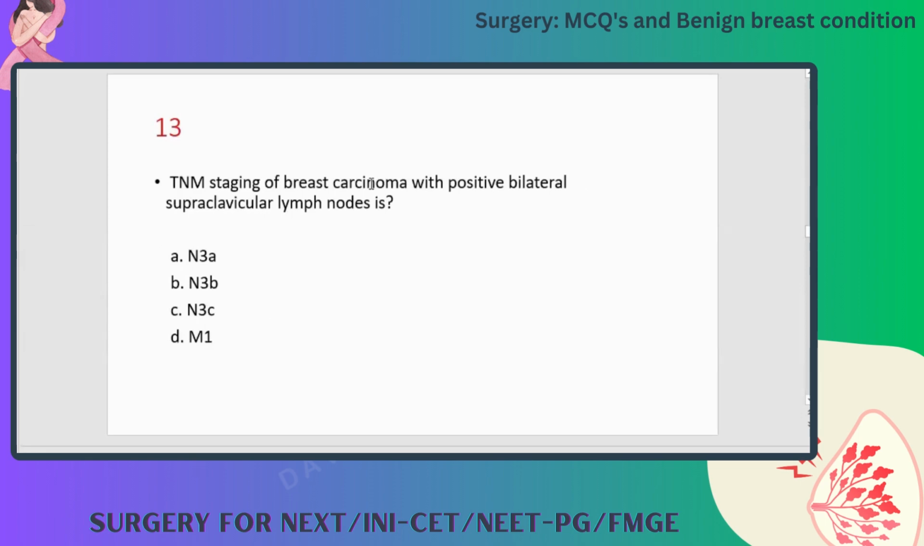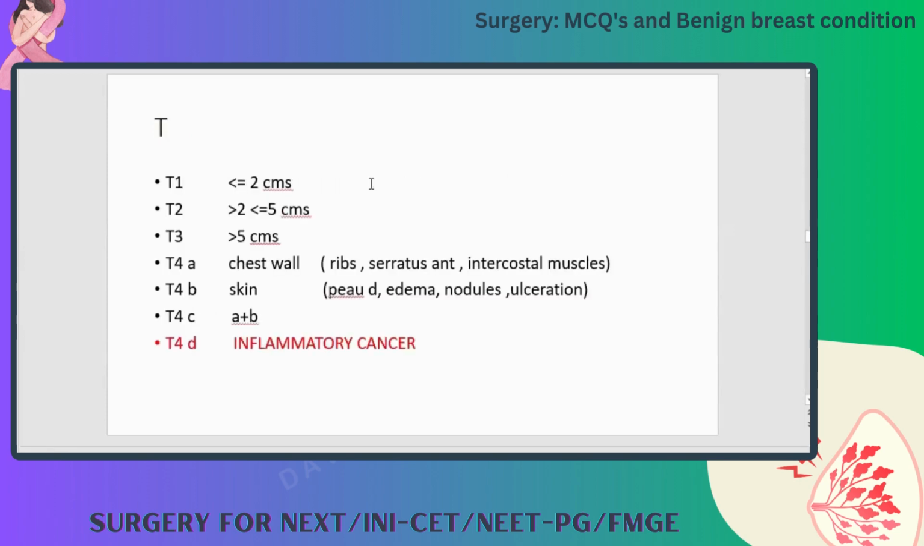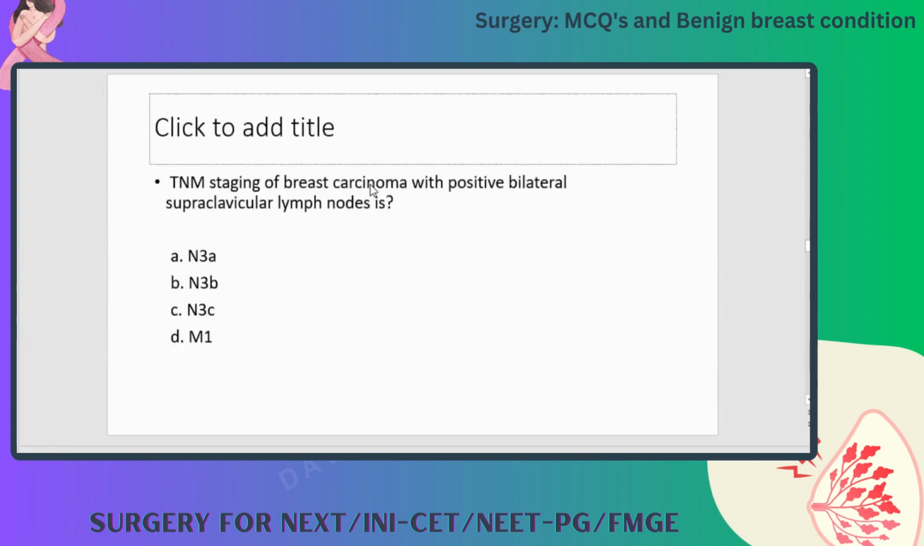This one? M1. Bilateral supraclavicular metastasis is M1. What is T4d? Tumor stage 4d. Inflammatory cancer. Yes, it is inflammatory cancer. Good.